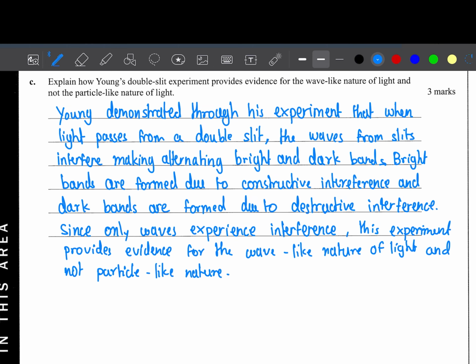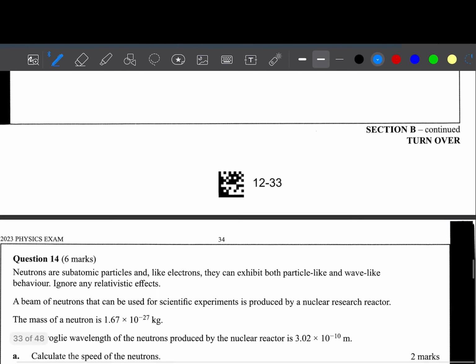Okay, so Young demonstrated through his experiment that when light passes through a double slit, the waves from the slits interfere, making alternating bright and dark bands. Bright bands are formed due to constructive interference, and dark bands are formed due to destructive interference. Since only waves experience interference, this experiment provides evidence for the wave-like nature of light and not particle-like nature. I think this should do the job. Okay, moving on.